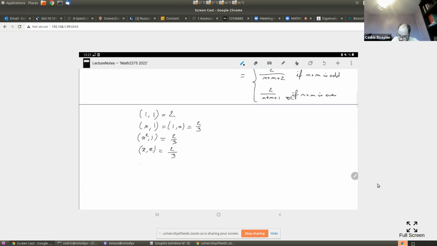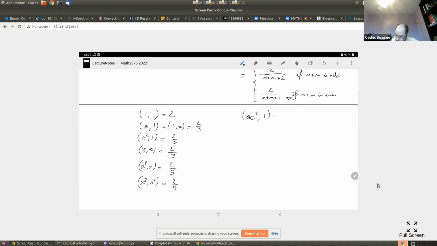Particularly, we're interested in x squared and x, for which this time the sum n plus m is equal to 3, so we're in the odd case, and we get 2/5. Obviously, x squared with x squared gives us an even sum, and so we're in the bottom case. That's 2/5 as well, 2 divided by 2 plus 2 plus 1. And I think we need to go to x cubed, do we not? Yeah, let's go to x cubed.